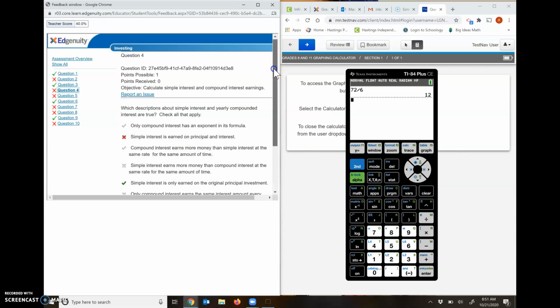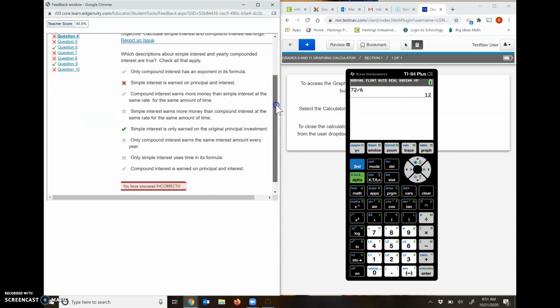Question 4 is kind of tricky because it has all these things in here, so I'll just explain simple interest versus compound interest, and then we'll go through the right answer. So simple interest is worse for you than compound interest. Simple interest only accrues interest on the money you put in. So if you put $500 into an account, after 1 year, it's only putting in interest on that $500.